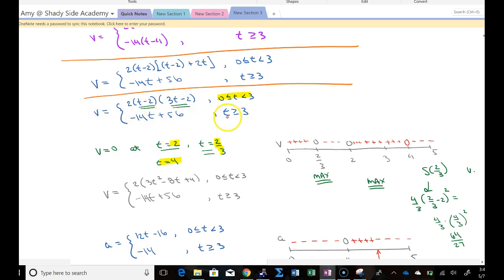For the bottom piece, v will equal 0 at t equals 4. And I'm again checking to make sure that t equals 4 falls within the domain of that piece, and it does. Now, this is where things get very interesting.